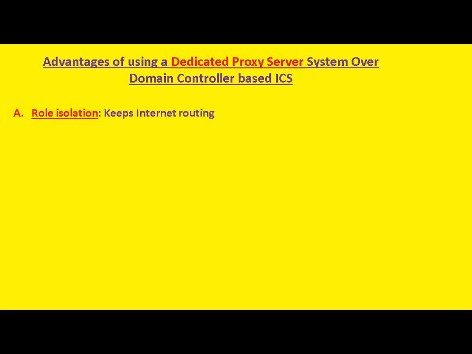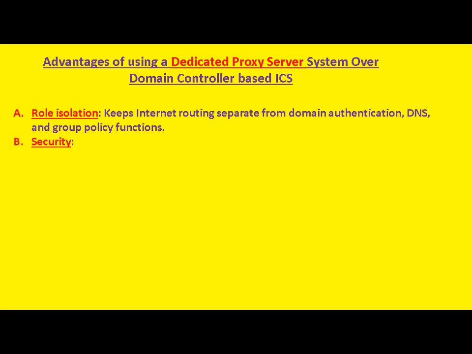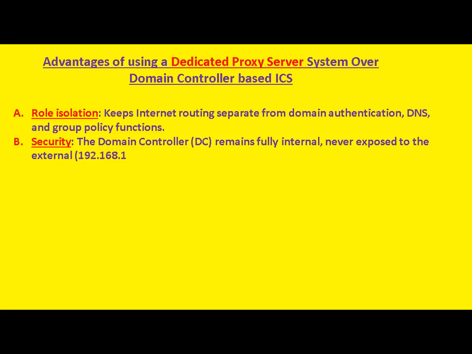So role isolation, so it keeps internet routing separate from domain authentication, DNS and group policy functions. This means if your domain controller is already working as an internal DNS, and then you are giving the internet connectivity also, so that internet DNS will also come into the picture, that may create a conflict. So role isolation is always recommended. Next is security. The domain controller, or the DC, remains fully internal, never exposed to the external, that means public network. So it is recommended that your domain controller should not be exposed to the internet for security reasons.